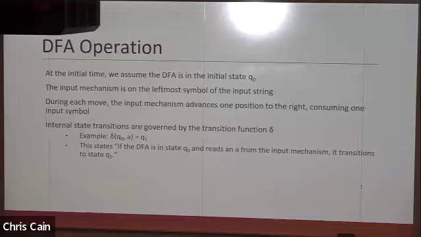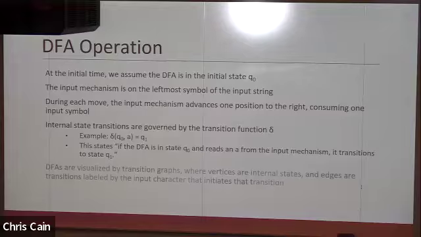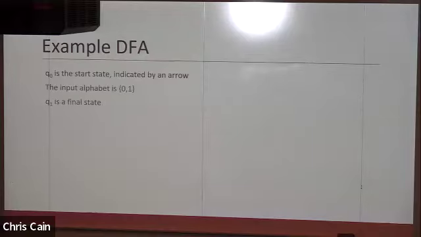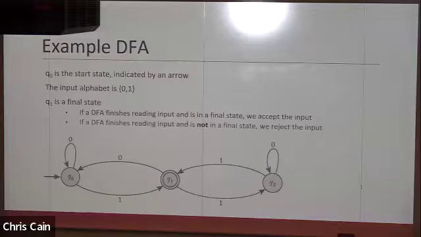In English, if the DFA is in state Q0, reads an A from the input mechanism, it transitions to state Q1. And as I've already mentioned, we're actually going to visualize these with transition graphs. Vertices are your internal states. Edges are the transition labels given by our transition function. So let me actually show you one of these. A lot of description. It's time to visualize this. Here we go.